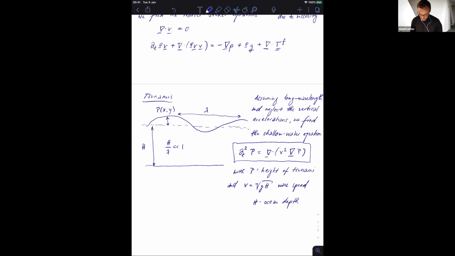Good. And so if you want to model tsunami waves, that's the equation that we can use. It's a linearized shallow water equation. But you also see if the depth of the ocean is deeper, the wave speed is higher. And if the ocean becomes shallower, the wave speed becomes slower, so the tsunami wave will slow down.